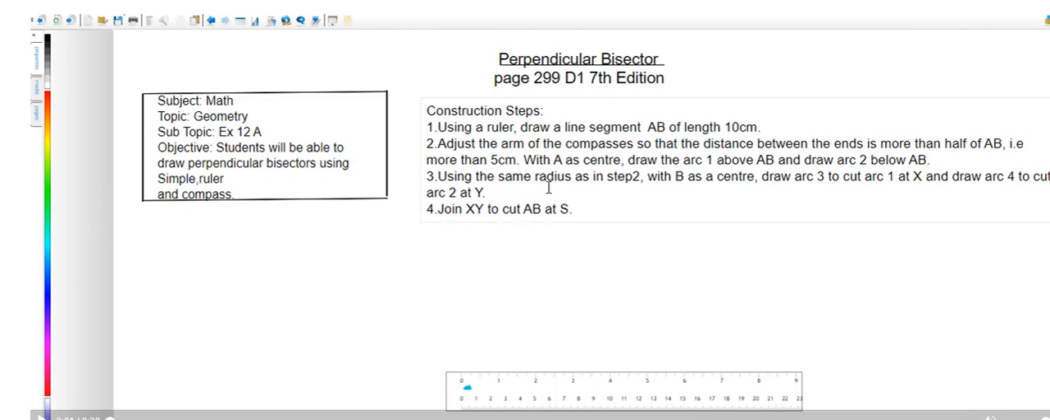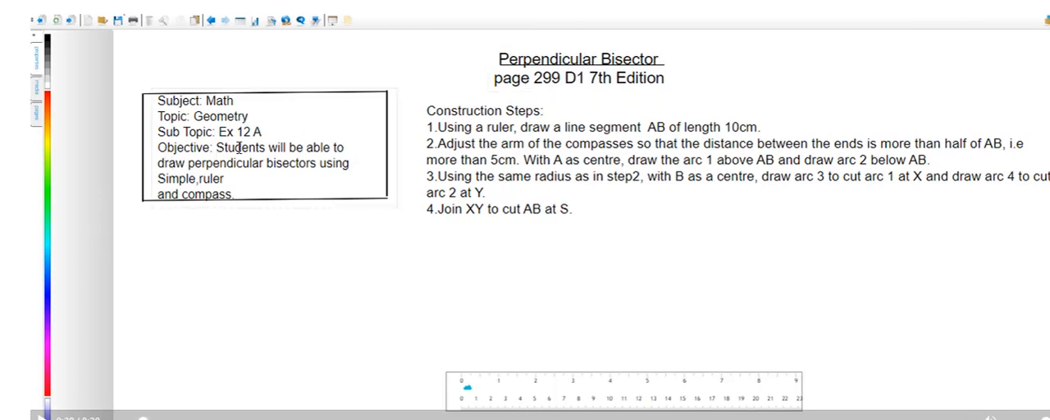Okay guys, so today we are starting off with the perpendicular bisectors. Perpendicular bisector, the name itself is very much obvious: perpendicular, a 90-degree line. Bisector, bi means two, sector means two parts, two sections. So that means a line which is dividing a line into two equal parts. How can we do that?